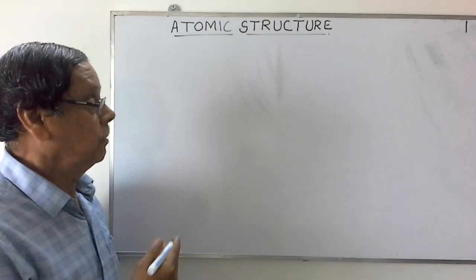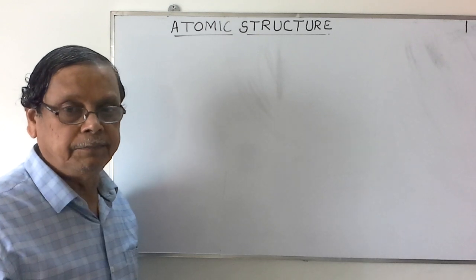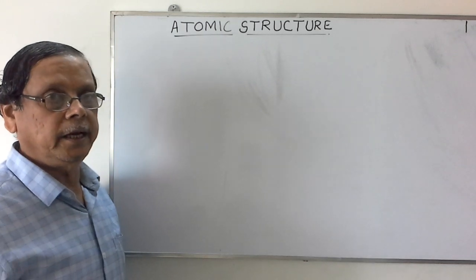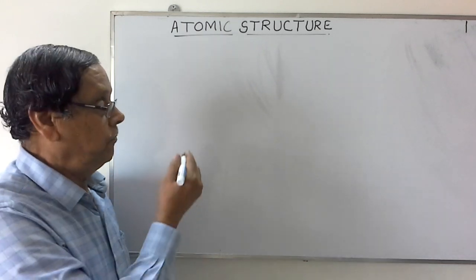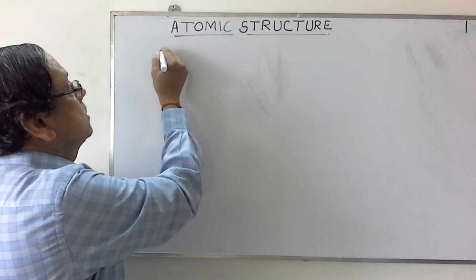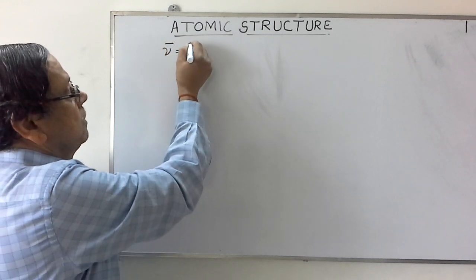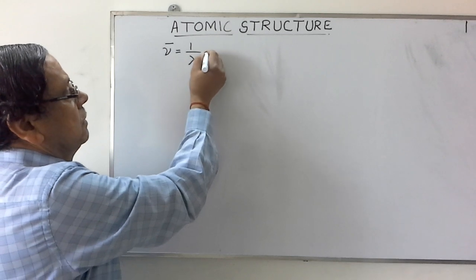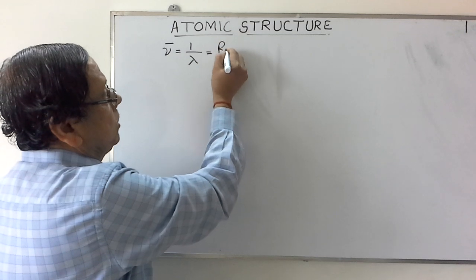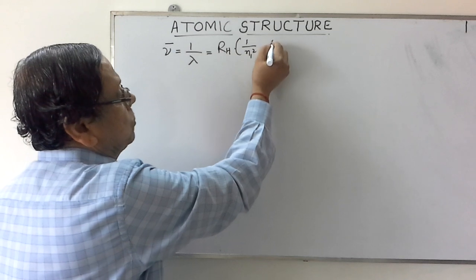Welcome back to this topic on atomic structure. We were studying the hydrogen spectrum in the previous video. So for the hydrogen spectrum or any atomic spectrum, we have an equation called the Rydberg equation. That Rydberg equation is nu bar, that is nothing but the wave number, is equal to 1 by lambda, that is the reciprocal of the wavelength. That is equal to RH into 1 by n1 square minus 1 by n2 square.